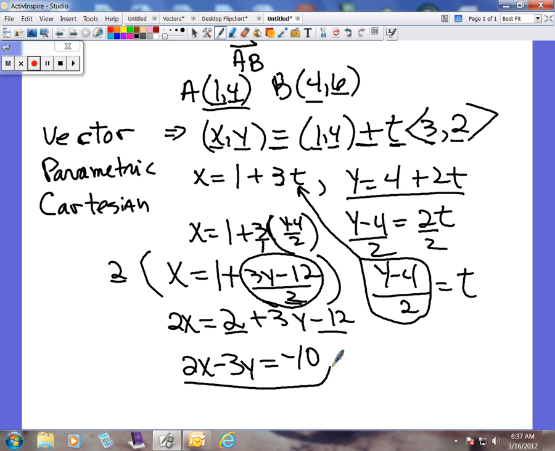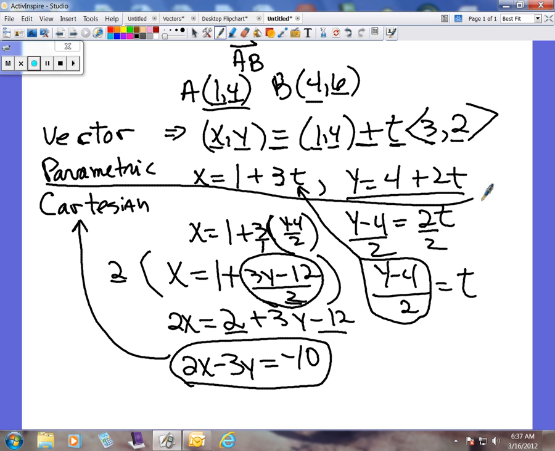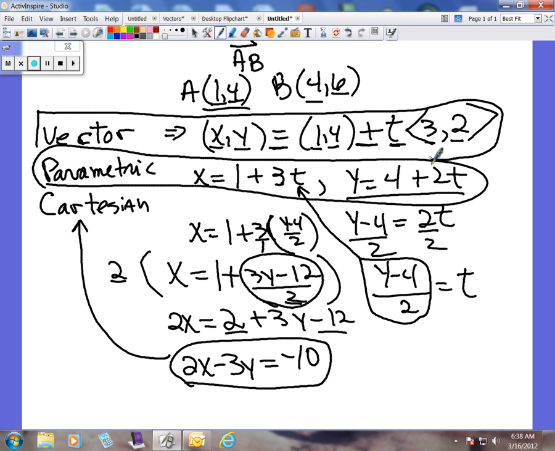Now we have the standard form, and this is our Cartesian form for this particular situation. So there's the Cartesian. Here, the parametric, and above that, we have the vector. There we go. Check that, see if you got it right, and then we're going to move on to another example. And we'll do that in a little bit, in part 2.